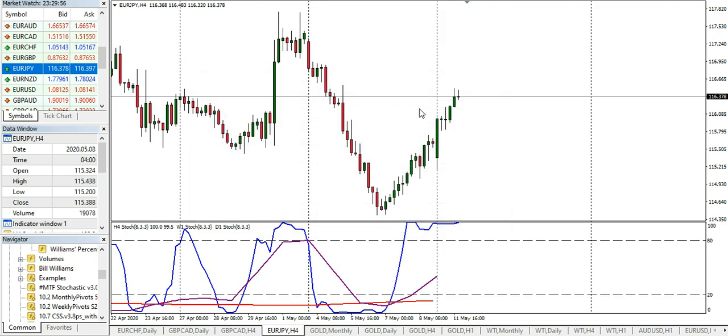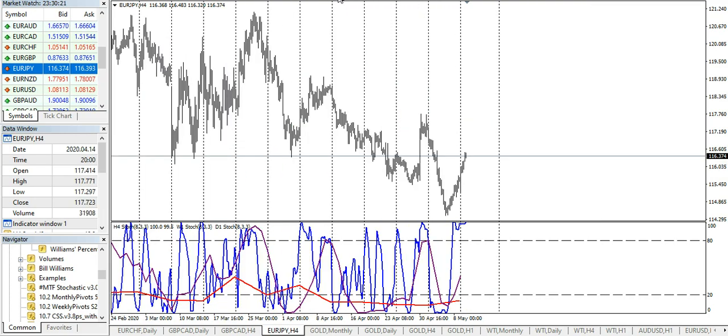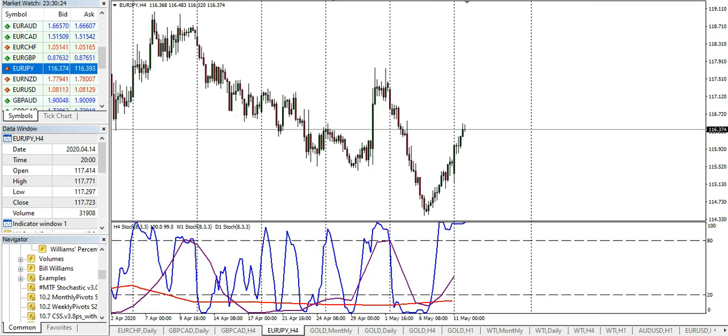So on the 4-hour time frame, I have the red line that represents the weekly stochastic, the purple line that represents the daily stochastic, and the blue line which represents the 4-hour stochastic. Now we're going to see the beauty of this system.